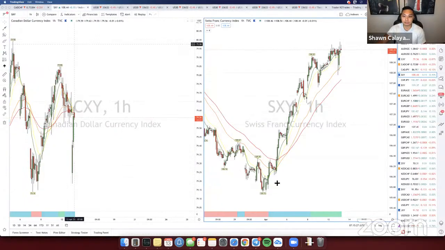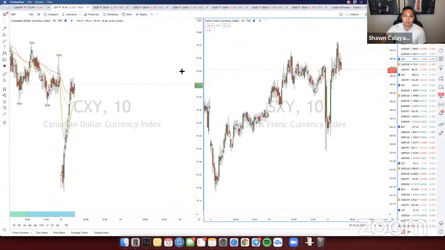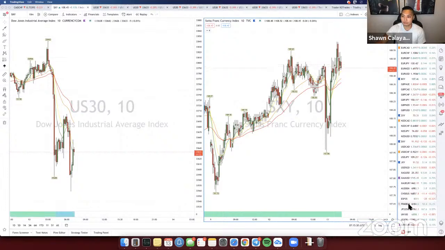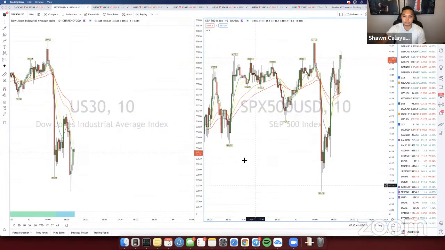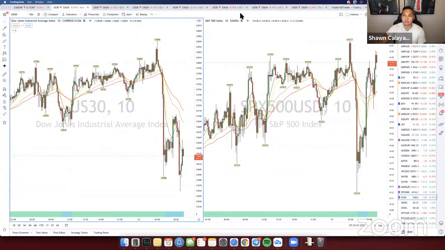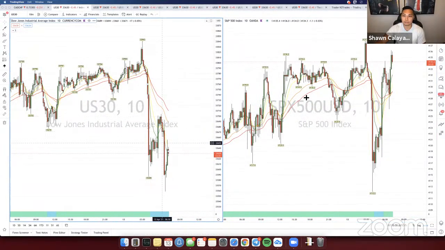If you were to put them side by side, over here is US 30, and then here is S&P. You can see right here that they don't move exactly the same, right? They move similar, but not exactly the same. That's why you can't tie them together like that, right? So look at US 30, it's bearish, while S&P is bullish, right? So they don't move exactly the same. That's why you can't really tie them together.